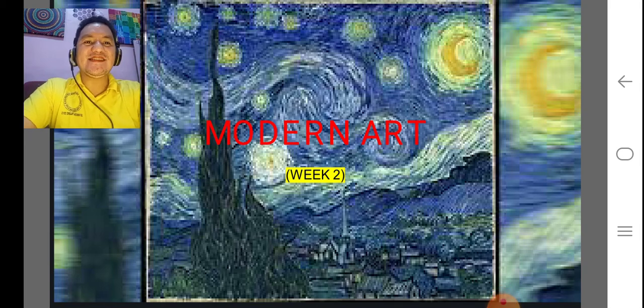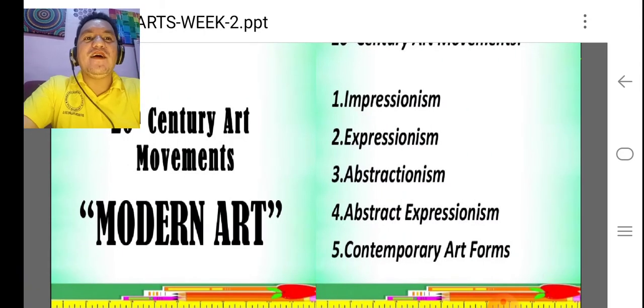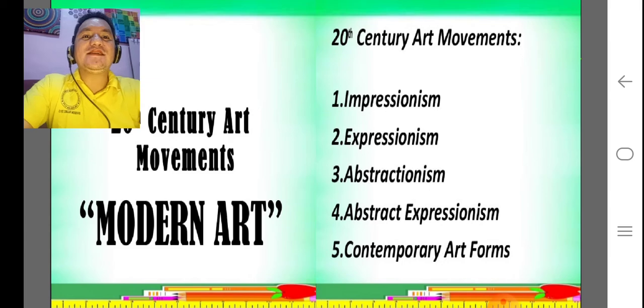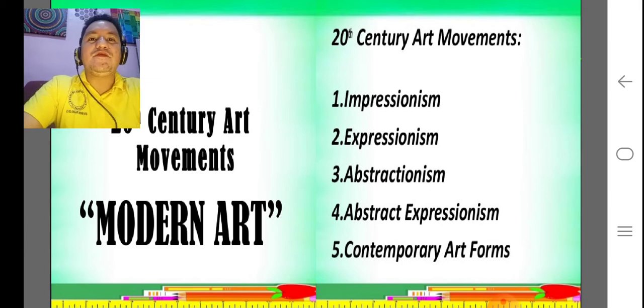For today's lesson, we will be talking about modern art. It is for your week 2 for your module. Okay, so let's begin. We have here the different lessons that we are going to tackle for this particular topic. First, we have Impressionism, followed by Expressionism, Abstractionism, Abstract Expressionism, and lastly, the contemporary art forms.